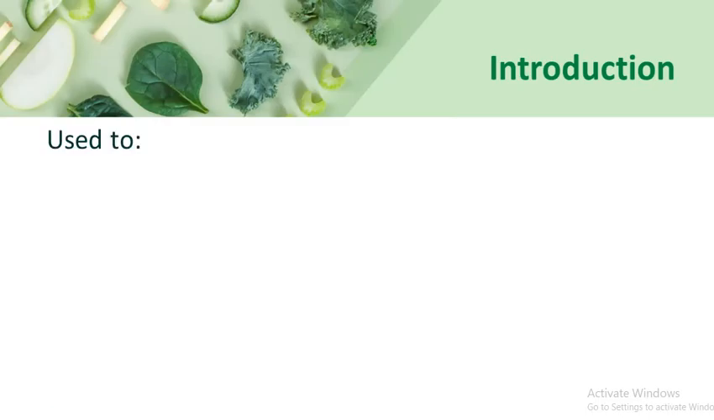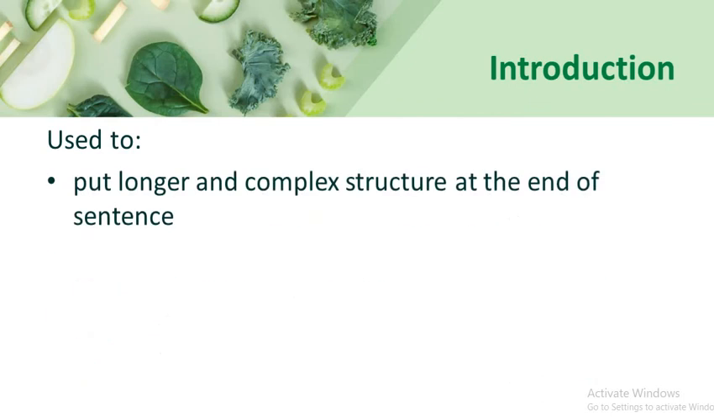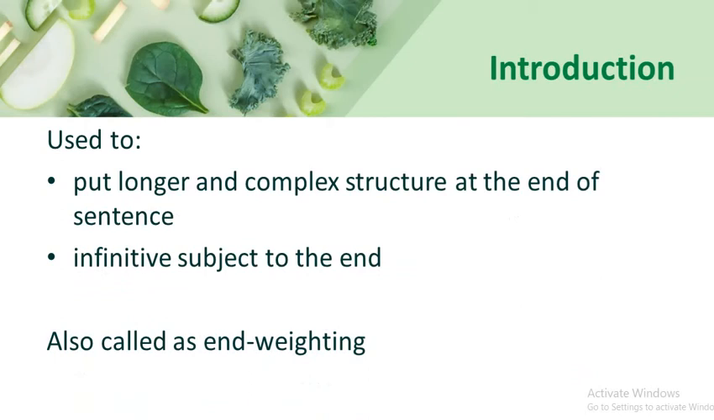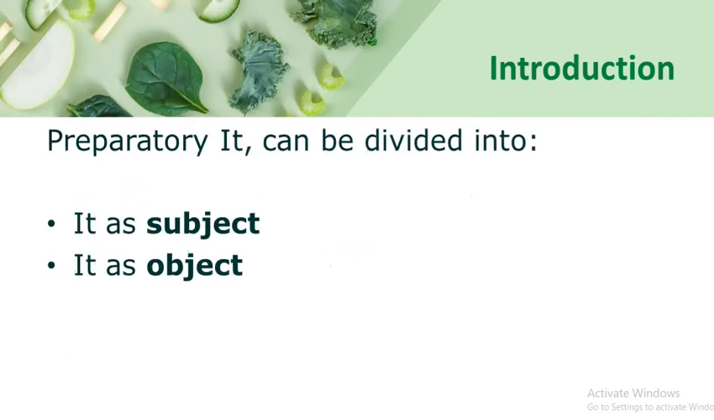Introduction. It is used to put longer and complex structures at the end of a sentence, putting the infinitive subject at the end. It is also called end weighting. Why is it called end weighting? Because it changes the sentence by putting the longer or complex structure, or the weight of the sentence, to the end of the sentence. Preparatory it can be divided into it as subject and it as object.